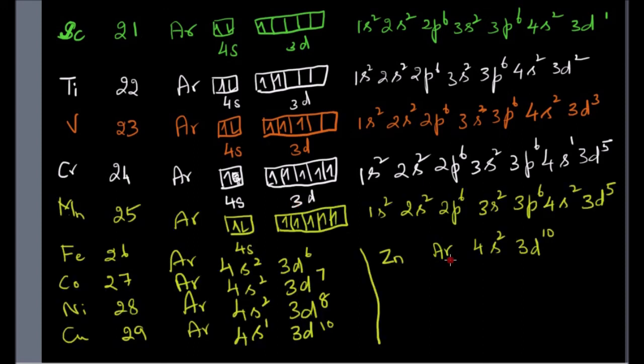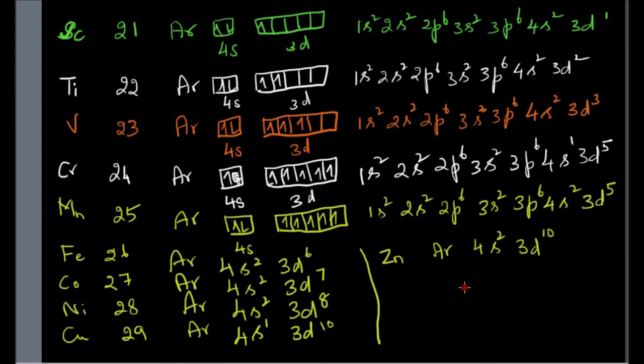The 25th electron of manganese goes to the 4s orbital. Now 4s is completely filled, 3d is half filled. In iron, the 26th electron goes to 3d1 orbital and pairs with the electron. In cobalt, the electron in 3d2 gets paired, and in nickel it is the electron in 3d3 that gets paired.